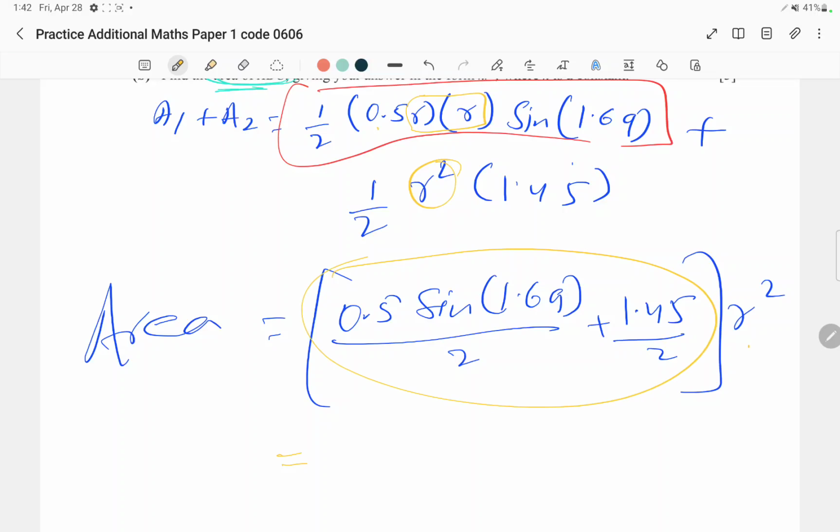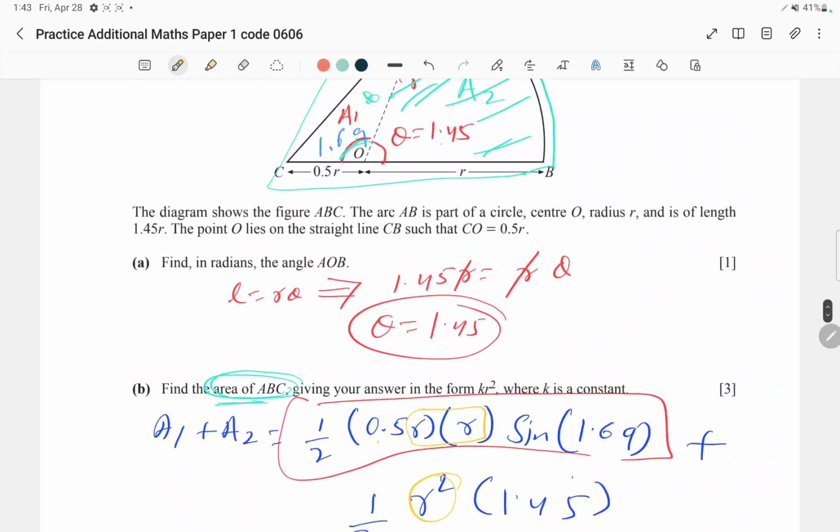So 0.5 times sine of 1.69 plus 1.45 over 2, which is 0.973 r square. So guys, here we need to understand, we need to make one note.